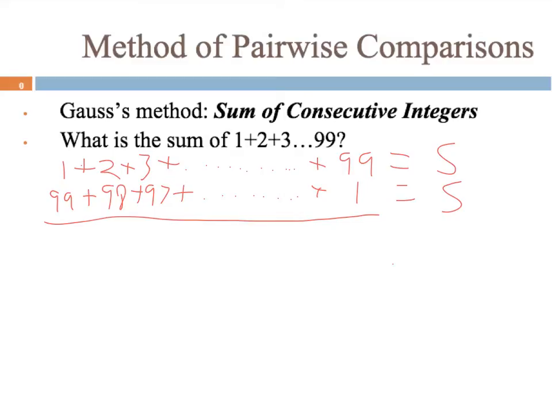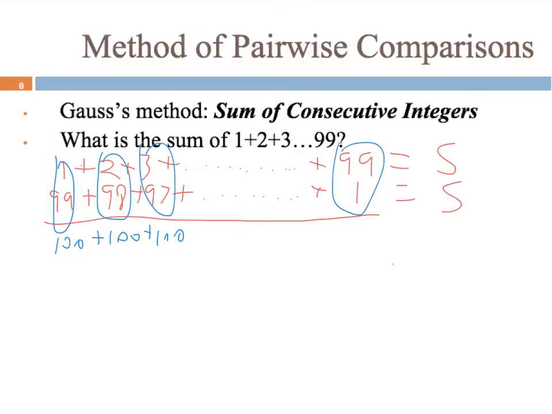Okay, the reason we did that is now look at the columns. 1 plus 99, if I add it vertically, it's going to come out to be 100. 2 plus 98, that comes out to be 100. 3 plus 97, that comes out to be 100. And it's the same all the way through until the end, so this 99 plus 1 is 100.